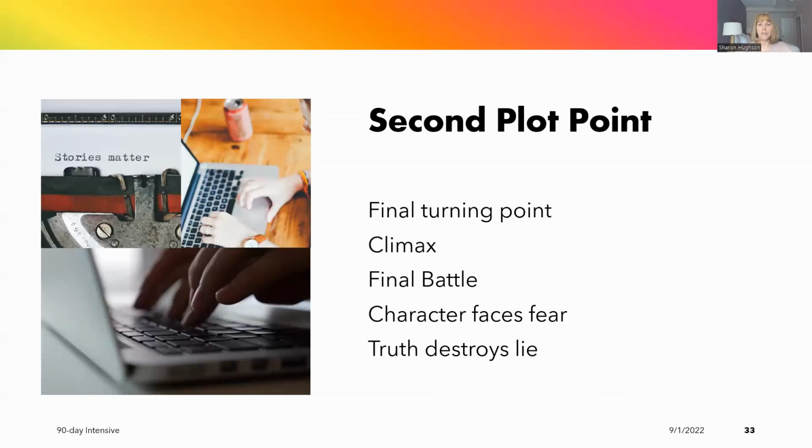So if you're not writing an adventure or a fantasy or something that actually has a real battle scene, okay, but it's more of an interpersonal struggle or a struggle against a more minor outer force, they are facing down their fear. That is what the real battle is about in this climactic scene, okay? And what they learn is that the truth of who they really are, what they're really facing, will destroy the lie. So the second plot point, it could be the climax.